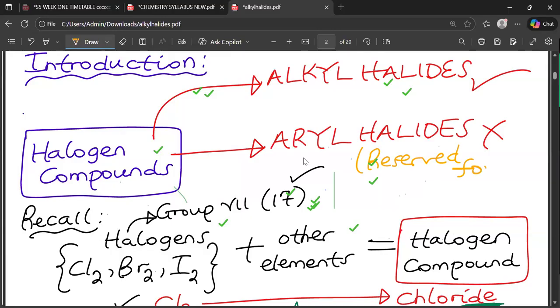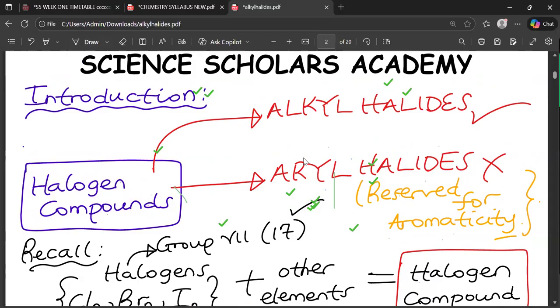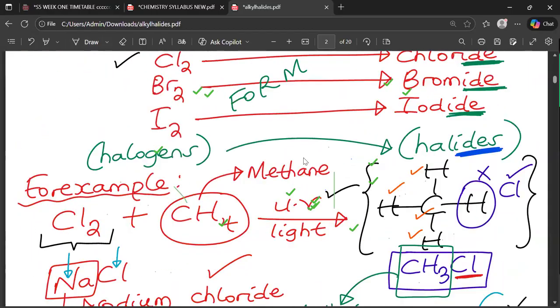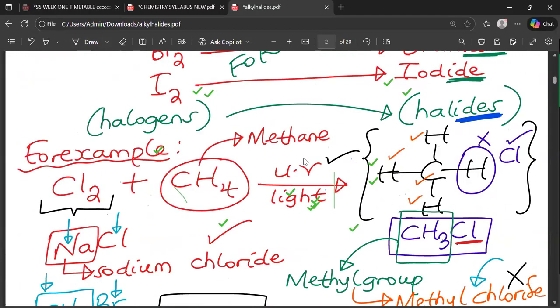Reserved for benzene. And benzene falls under a topic called aromaticity, the study of aromatic compounds. Like that, reserved for aromaticity. Aryl halides, the other one, alkyl halides. Okay. So people, hope that introduction is okay. Hope you know why we are looking at alkyl. Hope you know what aryl are and everything.